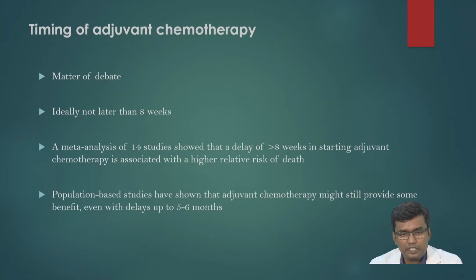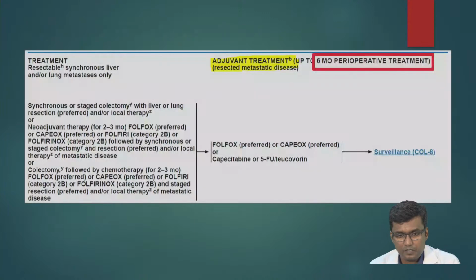So coming to the timing of adjuvant chemotherapy, it is again a matter of debate. Ideally, it should be not later than 8 weeks. A meta-analysis of 14 studies showed that a delay of more than 8 weeks in starting adjuvant chemotherapy is associated with a higher relative risk of death. But population-based studies have shown that adjuvant chemotherapy might still provide some benefit even with delays up to 5 to 6 months. So this slide is for metastatic disease, wherein patients have undergone resection of both primary and metastatic disease.